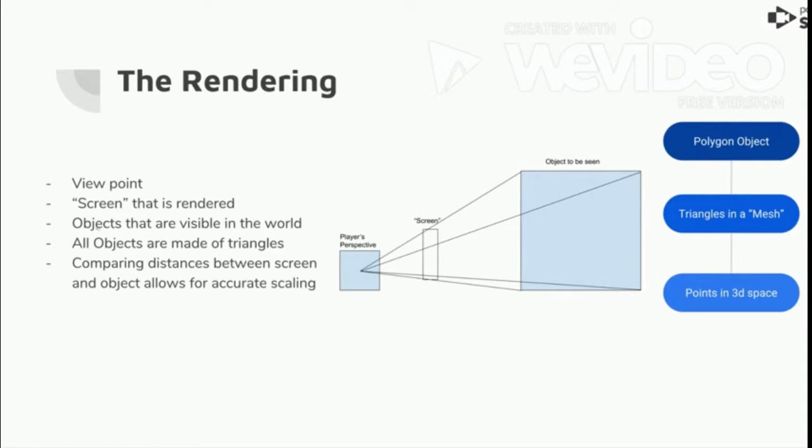So we would have a screen, there'd be objects in the world, and these objects will have this polygon system. This would be what would get rendered. And all objects will be made out of those triangles, and comparing the distances, so this distance between an object and a player, and the screen and the player, can be used to shrink or enlarge the object's position so that it appears you are close or far away from an object.